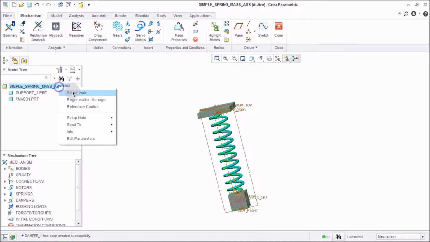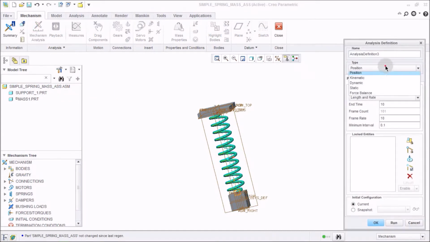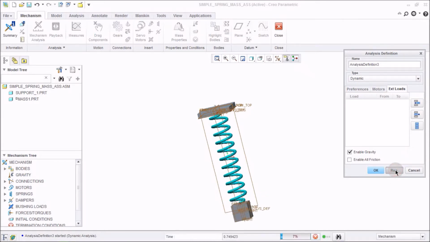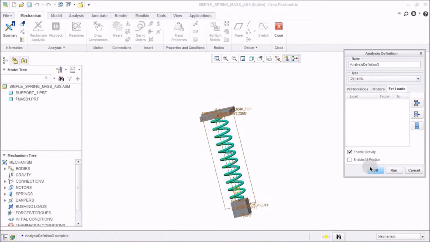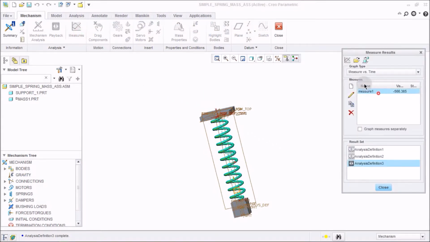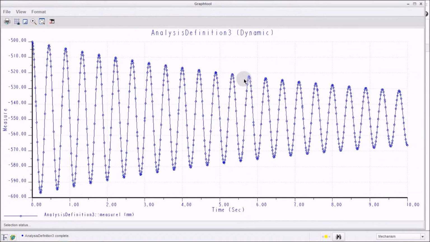So regenerate the system, then again make a dynamic analysis, enable gravity, and then run the analysis. Okay, it will take some time to do this analysis because we have introduced our new damper into the system. Okay, now we measure how my waveform is. As we introduce the damper into our system, the amplitude of the system consequently decreases. So likewise I can say that it's an underdamped system.